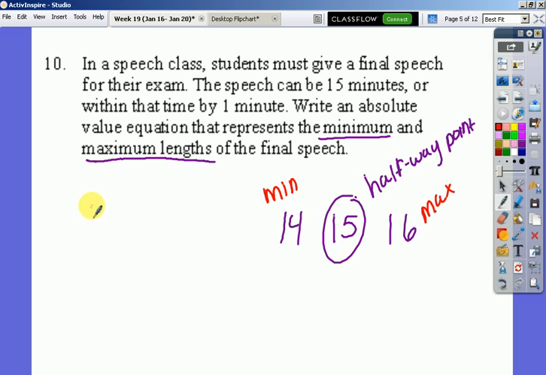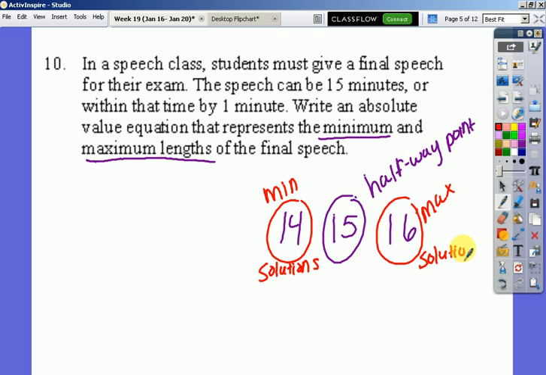In other words, when I solve an absolute value equation, I need to be able to have 14 and 16 as solutions. So these are also solutions to our absolute value equation. So, this is what I mean by that. You have to set up an absolute value equation that will give you 14 and 16 when you do an operation.